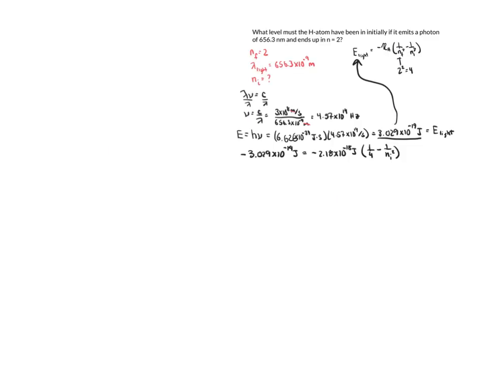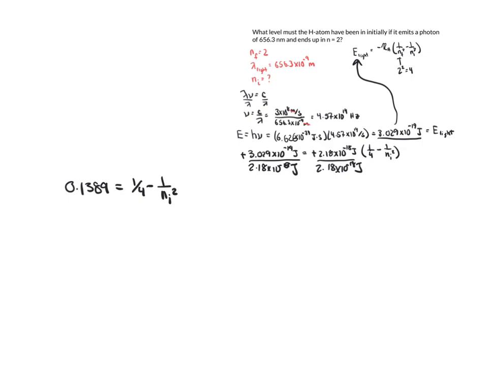What I'm going to do first is to multiply through by minus 1. So if I multiply through by minus 1, I can cancel out my minus signs. Now I'm going to divide both sides by 2.18 times 10 to the minus 18 joules. So I'm going to get rid of the 2.18 times 10 to the minus 18 joules, the Rydberg constant, on my right-hand side. So when I do that, I end up with 0.1389 is equal to 1/4 minus 1 over n initial squared.